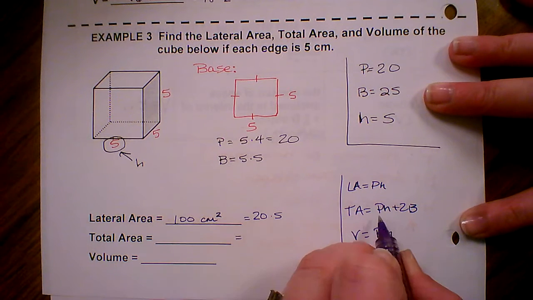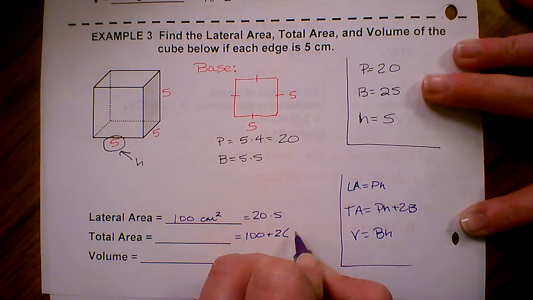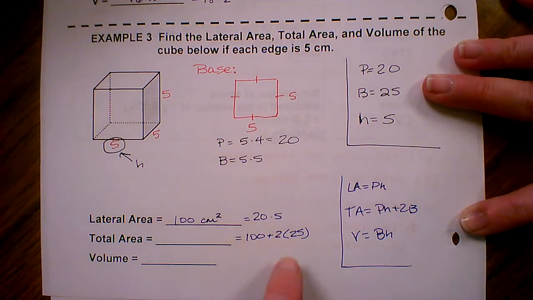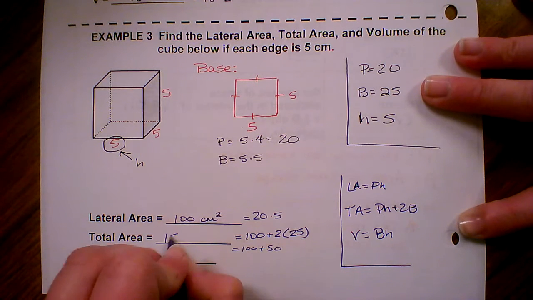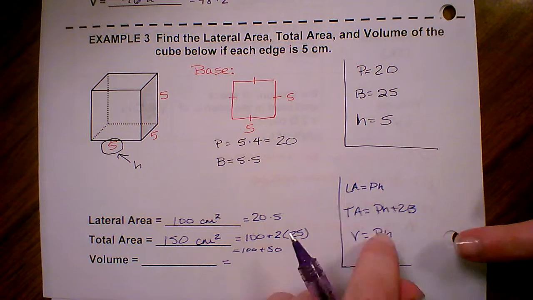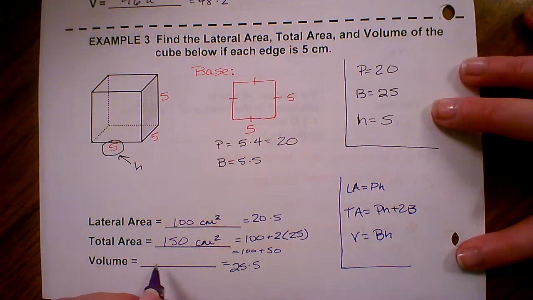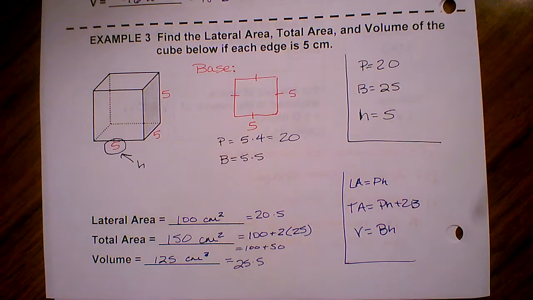Total area, we're going to add our PH that we just found, plus 2 times big B, which was 25. So that is 100 plus 50, which is 150 square centimeters. Lastly, we have big B times H, that's 25 times 5. So that's 125 cubic centimeters.